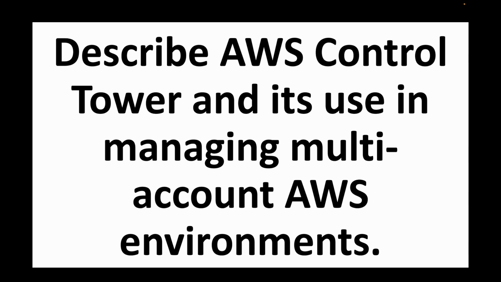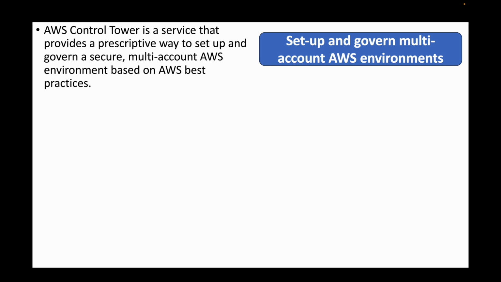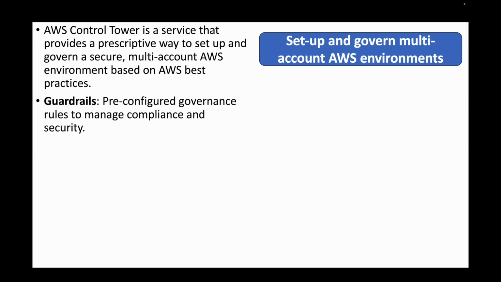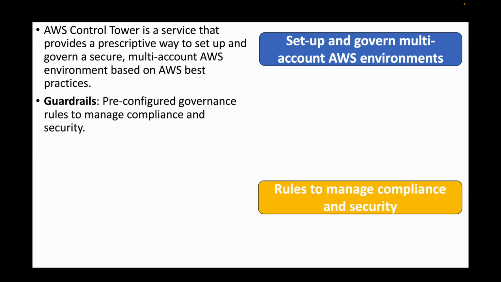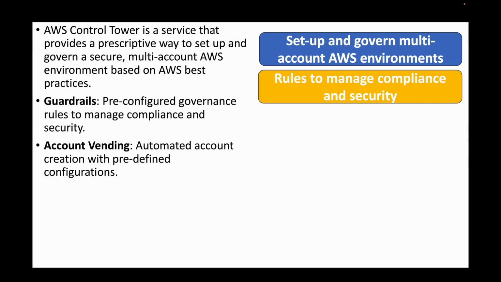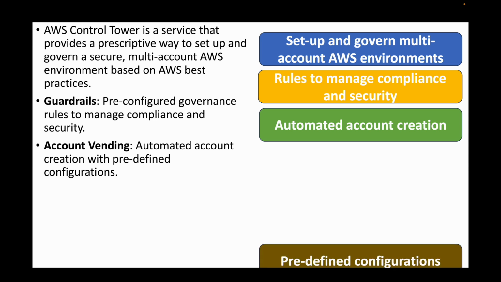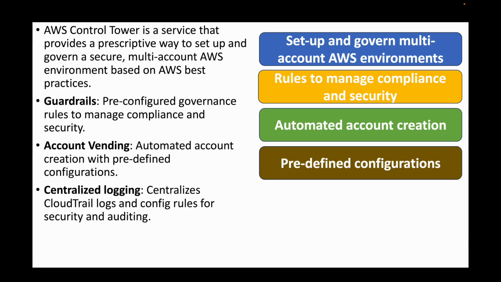The next question we have is, describe AWS Control Tower and its use in managing multiple AWS account environments. So Control Tower is a service in AWS, and this helps you to set up your accounts and govern multiple AWS environments with the AWS best practices. So under this, you have guardrails, which are pre-configured governance rules, and we can use this to manage the compliance and security of your accounts. Then you have account vending, which helps you to automate your account creation process with predefined configuration, so automatically creating AWS accounts.